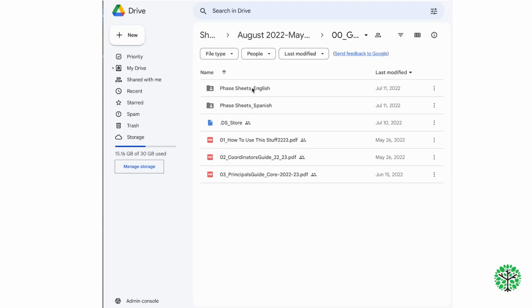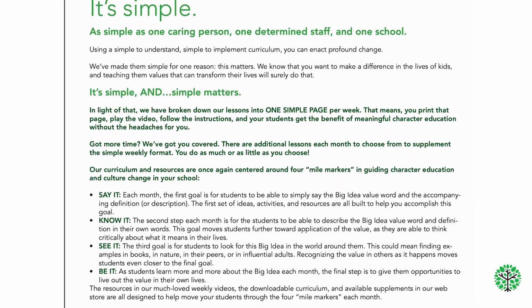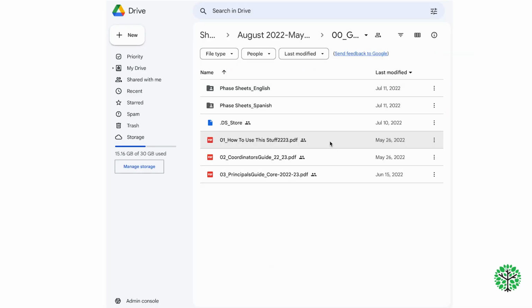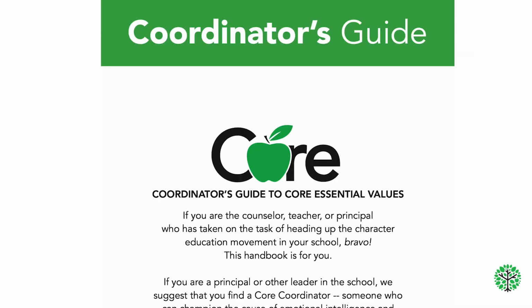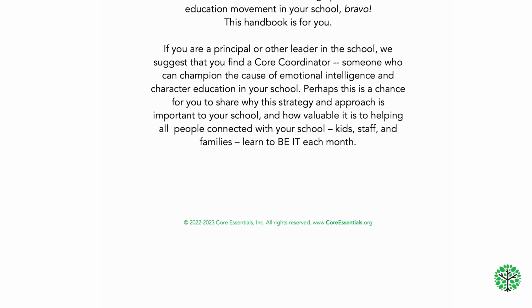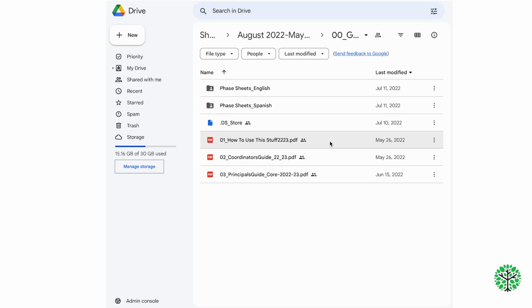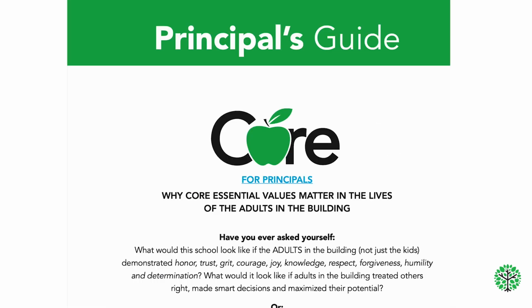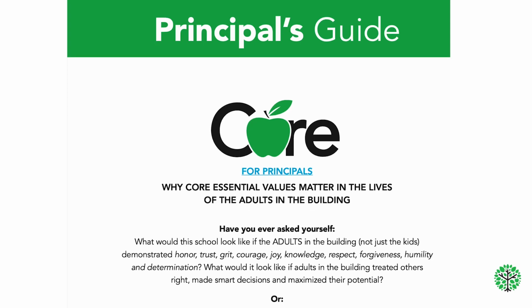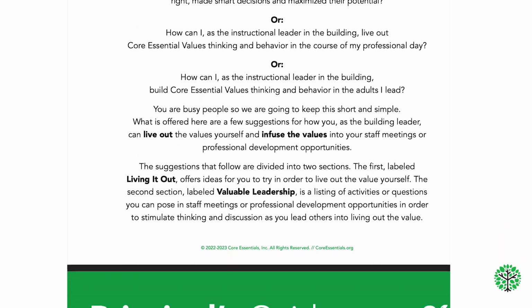In the Get Started folder, you will find several documents. The first one is appropriately called How to Use This Stuff. This is the first document to read and to gather ideas for how to use each piece in the curriculum available. The next document is called Coordinator's Guide. This is for the person in your building most responsible for making the core curriculum and resources available to the rest of the staff. This might be a teacher, counselor, or administrator. The next item is called Principal's Guide. This is written specifically for the principal, and it is a 2-page document that shares how to build the same culture around values with teachers and staff members.